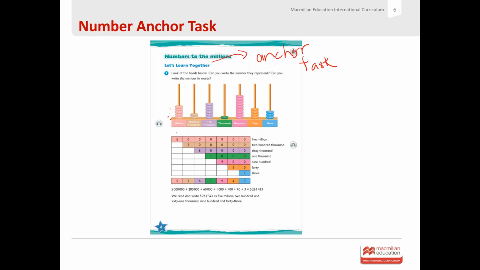So we write 5 million. How many hundreds do you have? There are 9, so that's 900. So visually, when they see it and play around with maths, it's easy to answer those questions.